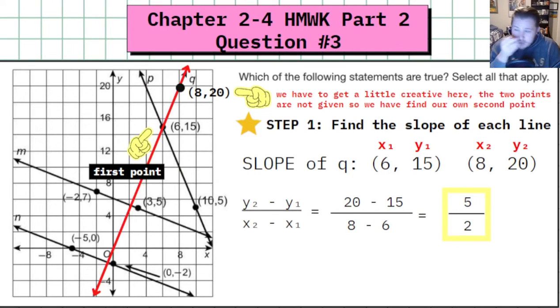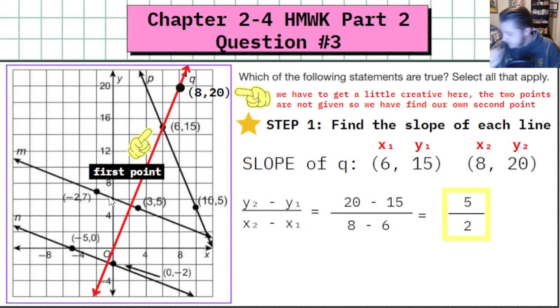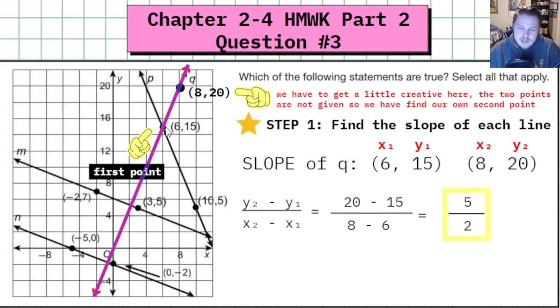This one we have to get a little bit creative with, okay? It only gives you 6 comma 15, but it doesn't label another point on the graph here. It doesn't give you 2 coordinates. But we also learned in our warm-up that we can find easily identifiable points. Following this line, where does it hit the perfect corner of one of these grid squares? Well, I see it right here, at 8 comma 20. So really we can make our own second point.